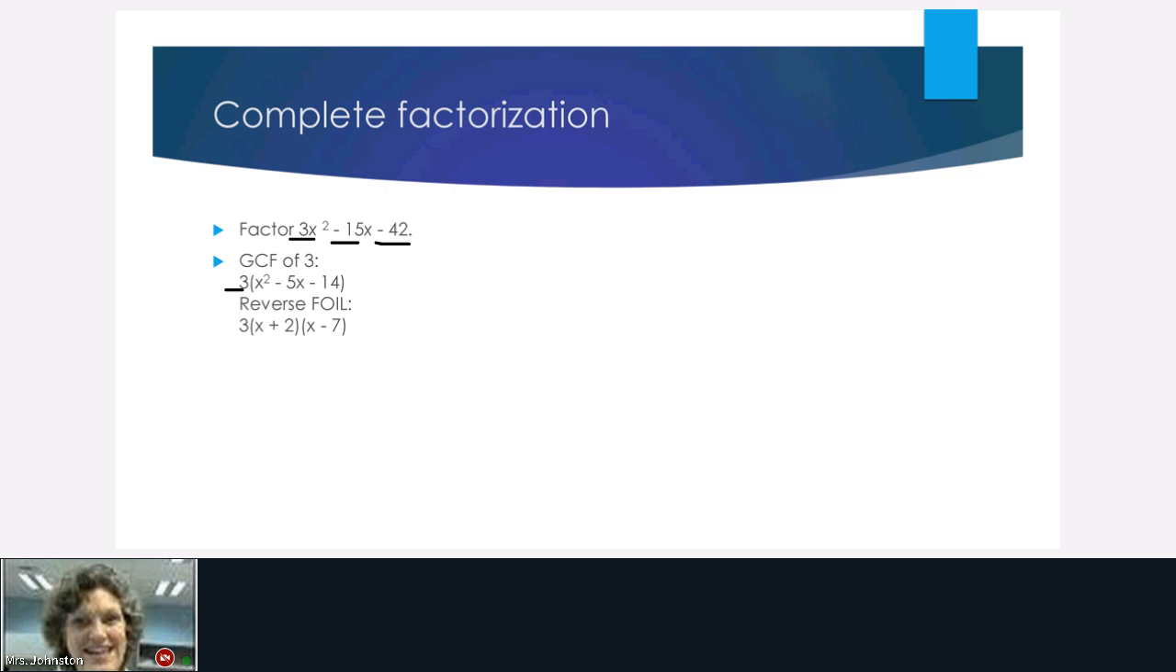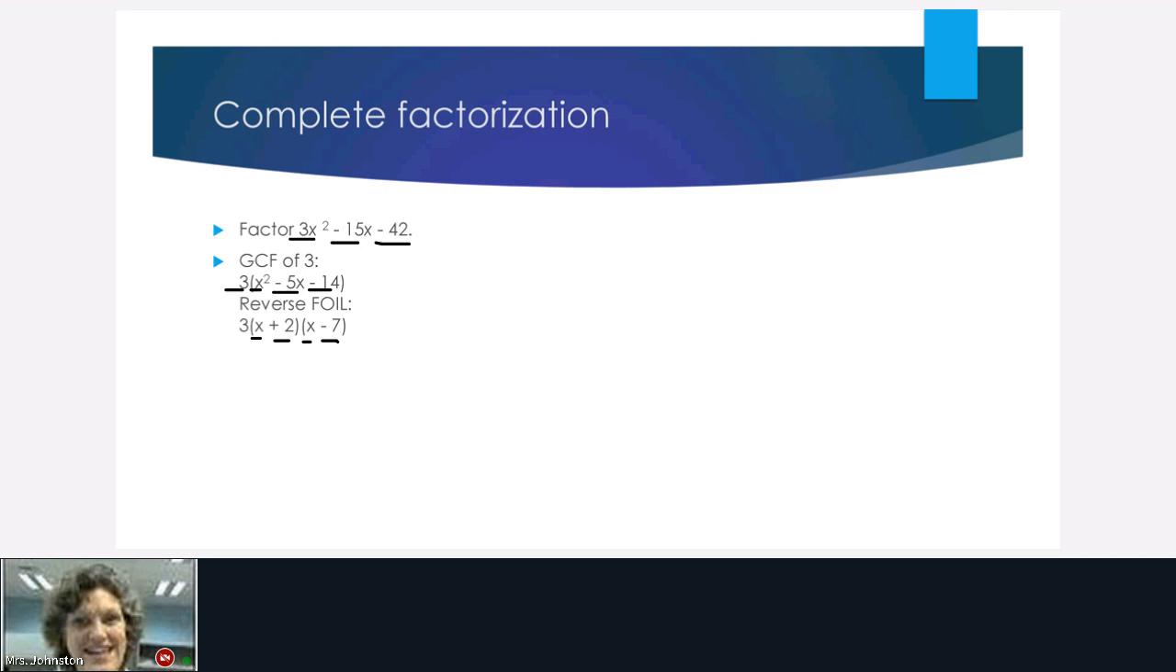3x squared divided by 3 is x squared. Negative 15x divided by 3 is negative 5x, and negative 42 divided by 3 is negative 14. Now I can reverse FOIL, or basically factor, and it's much, much easier because there's no coefficient in front of the x. So I've got my x and my x for my first terms. Then I'm looking for 2 factors of negative 14 that will add to negative 5. And I chose positive 2 and negative 7, or subtract to the negative 5.